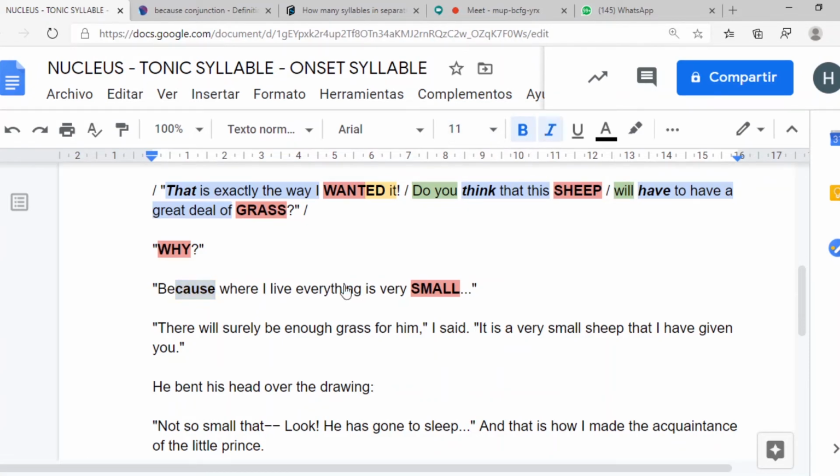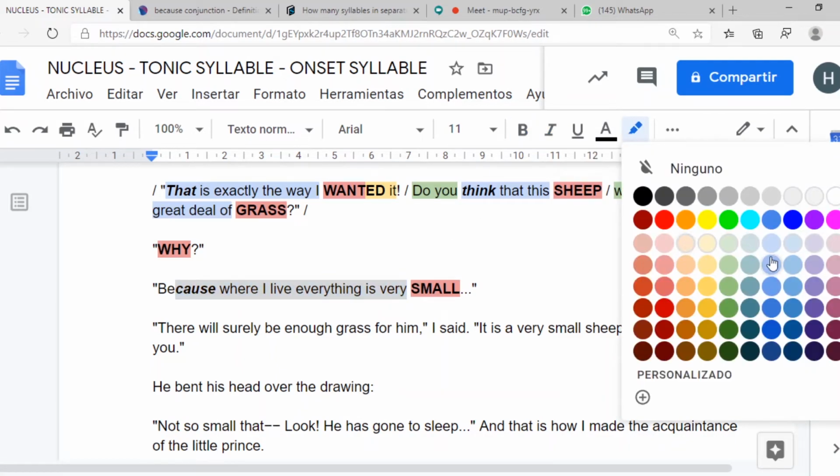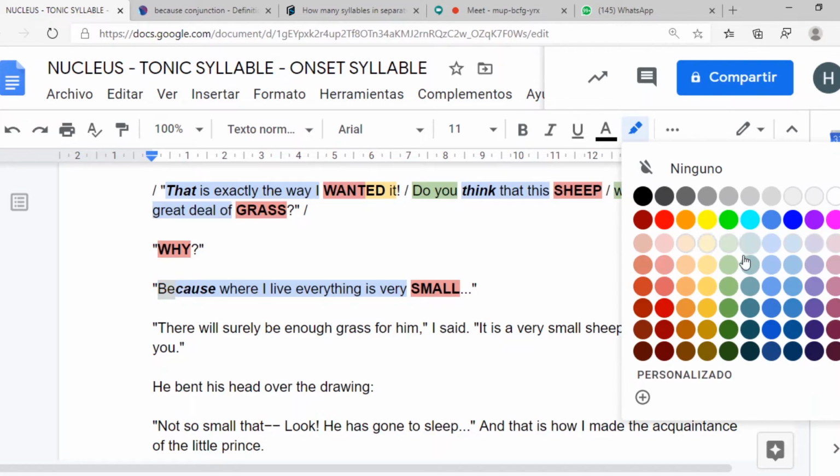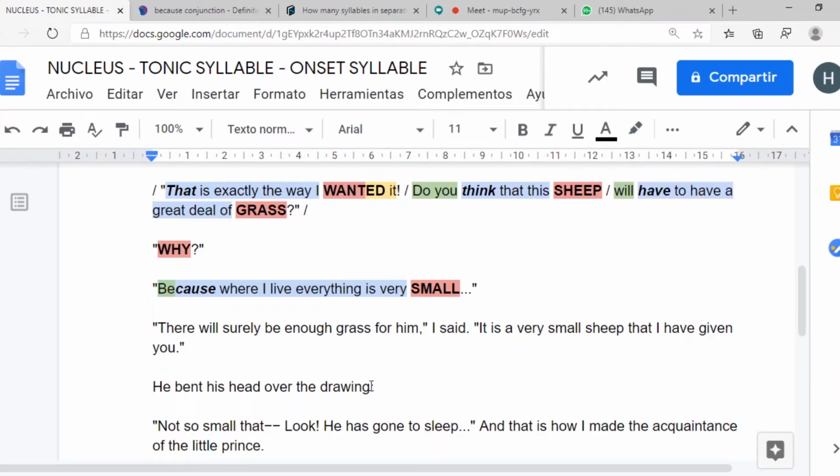This is your onset syllable. From here up to here, you have your head, and this is your pre-head. Okay.